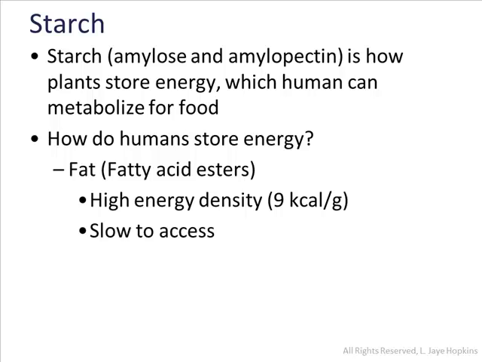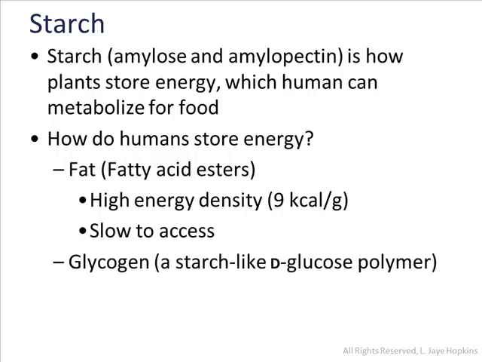The downside to this type of fat storage is that that fat is relatively slow to access. So as anybody who's ever tried to diet knows, usually losing fat is the last step in dieting. Everything else goes first. Another way that human beings are able to store energy, however, is much in the same way that plants store energy. It's using what's called glycogen. Glycogen is a very starch-like polymer that's comprised of D-glucose monomers.